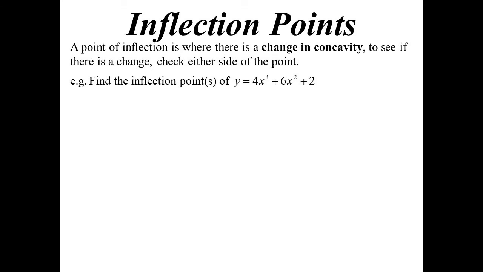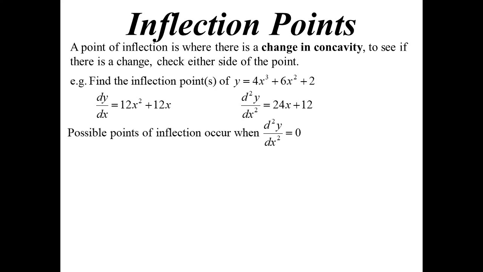Now, of course, we're going to get an inflection point. It's a polynomial, it's a cubic. It must have an inflection point. All cubics have inflection points. Okay, but let's pretend we don't know that. First derivative, 12x squared plus 12x. Second derivative, there it is, 24x plus 12.